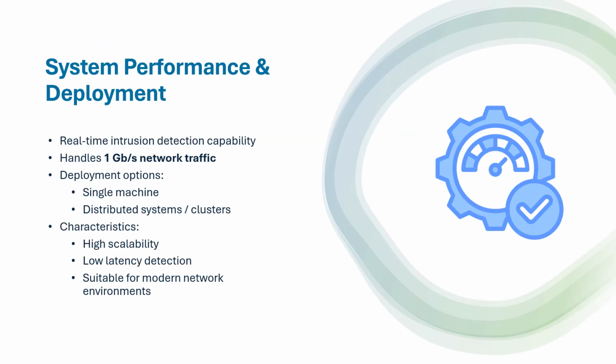System performance and deployment. Beyond accuracy and efficiency, it is important to evaluate how the system performs in real-world environments. Our approach enables real-time intrusion detection, meaning it can continuously monitor network traffic and identify potential threats as they occur. In terms of performance, the system is capable of handling network traffic speeds of up to 1 gigabit per second, which aligns with modern enterprise network requirements.